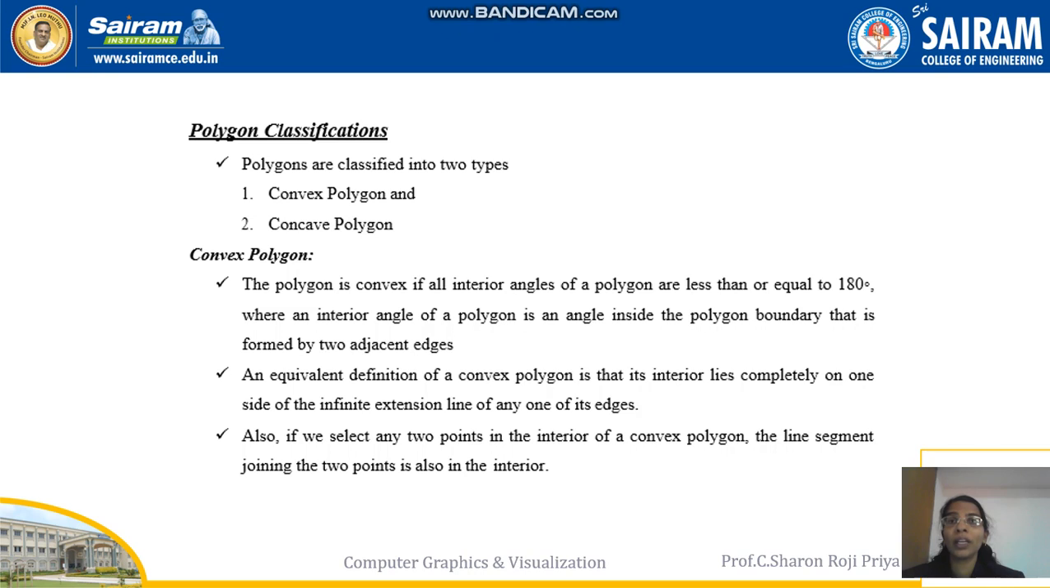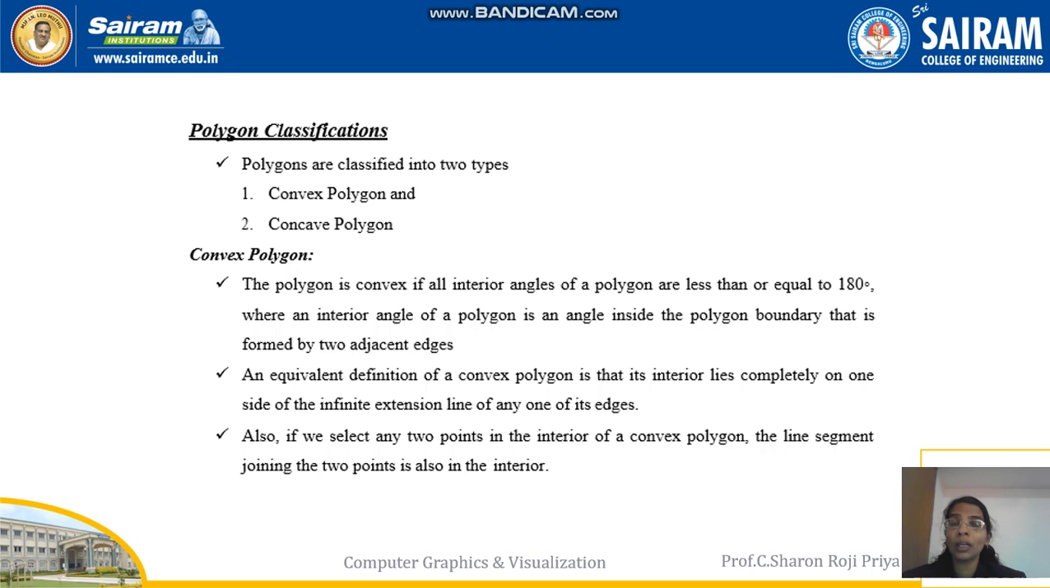Coming to the classification of polygons, we have two types: convex polygon and concave polygon. What is a convex polygon? In a convex polygon, all the interior angles will be less than or equal to 180 degrees. That is, the angle inside the polygon boundary formed by two adjacent edges should be less than or equal to 180 degrees.